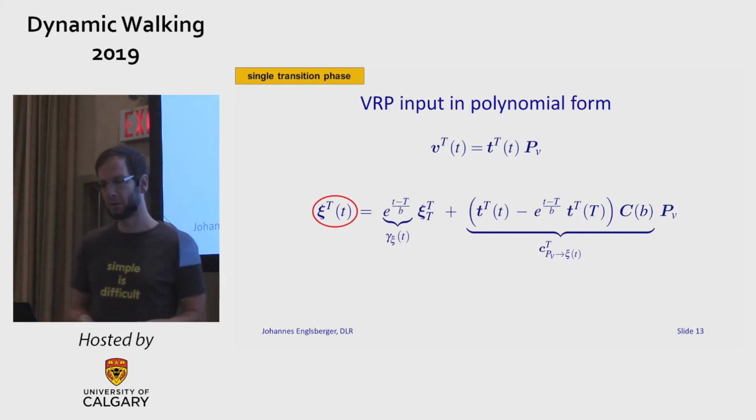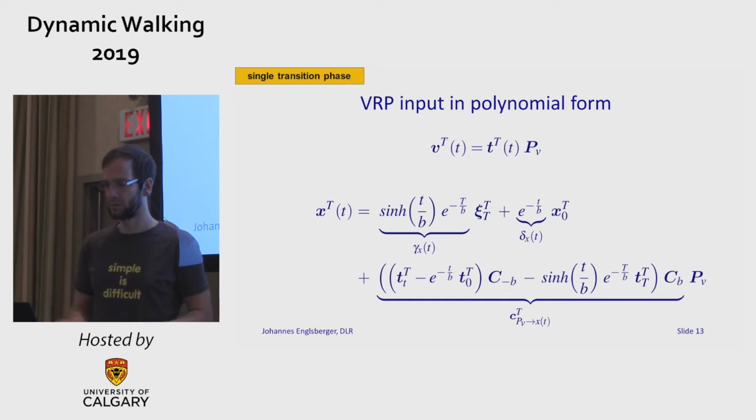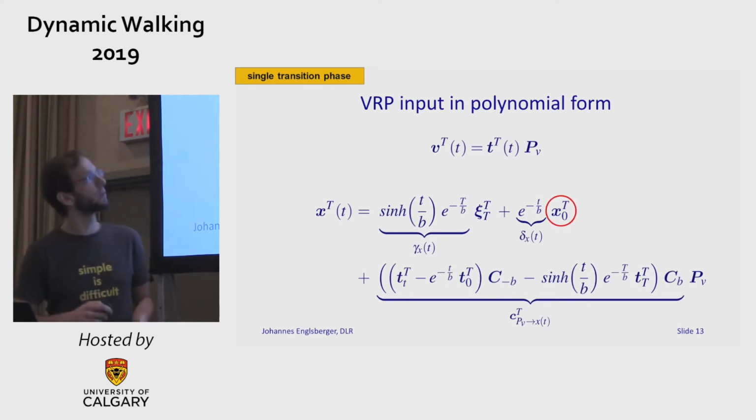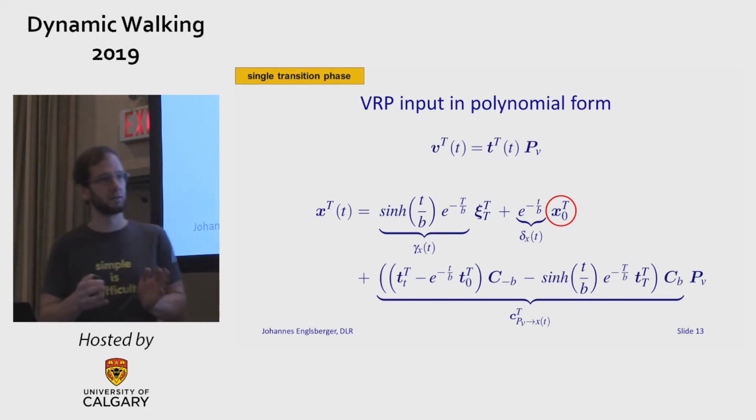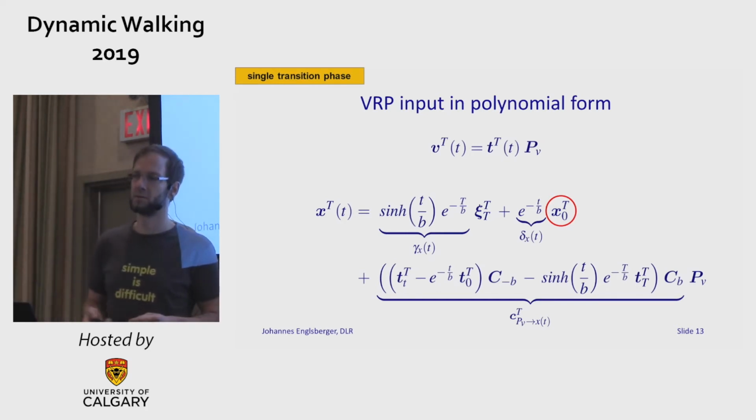Same for the center of mass. You just take the solution for the DCM, insert it into the center of mass ODE, solve. This one is again very easy to solve. And that yields the center of mass continuous trajectory over time, taking this polynomial parameter matrix as an input, the end DCM location and the start center of mass location. Once again, this is for each and every single transition phase.